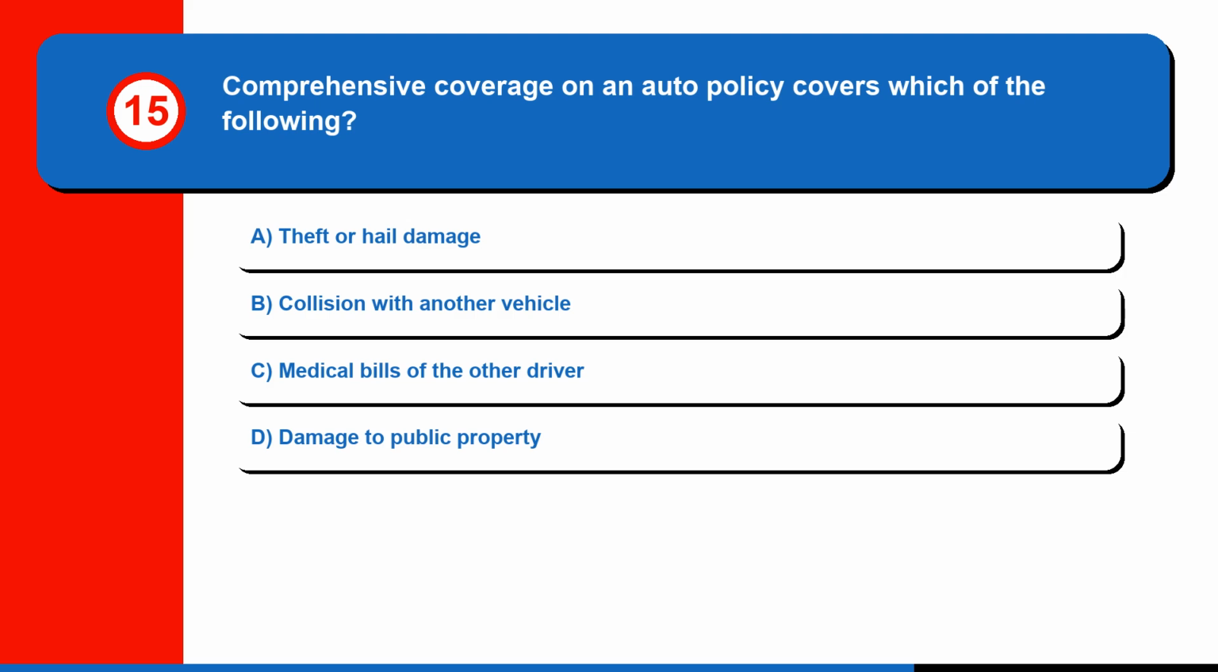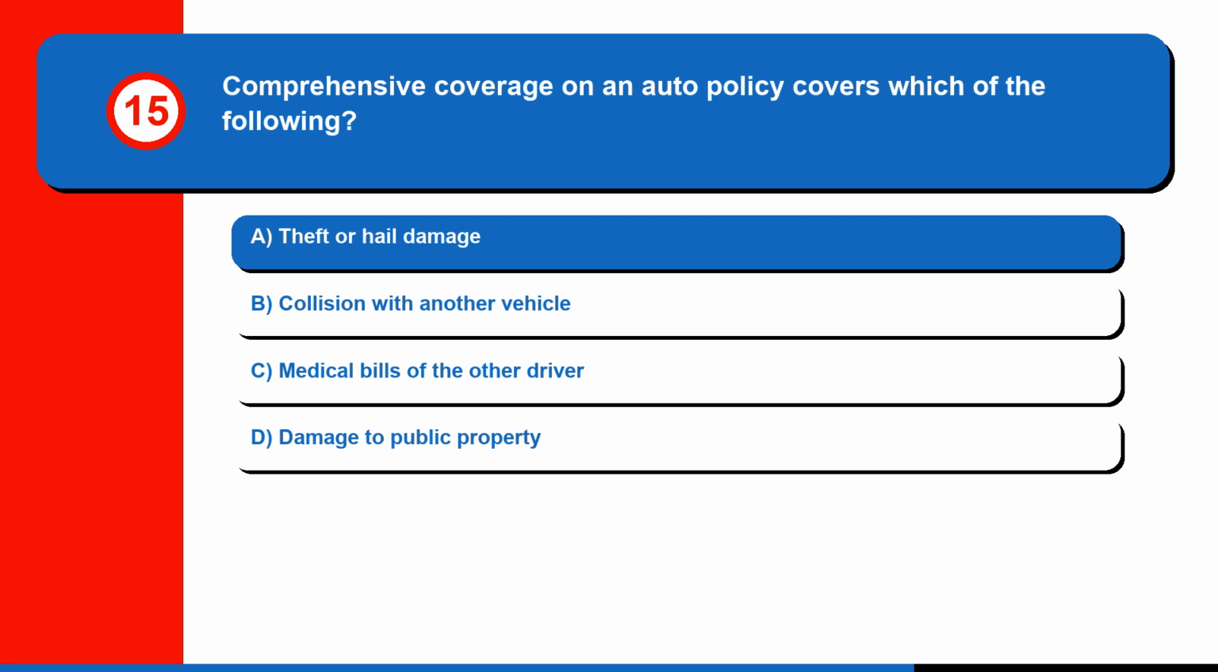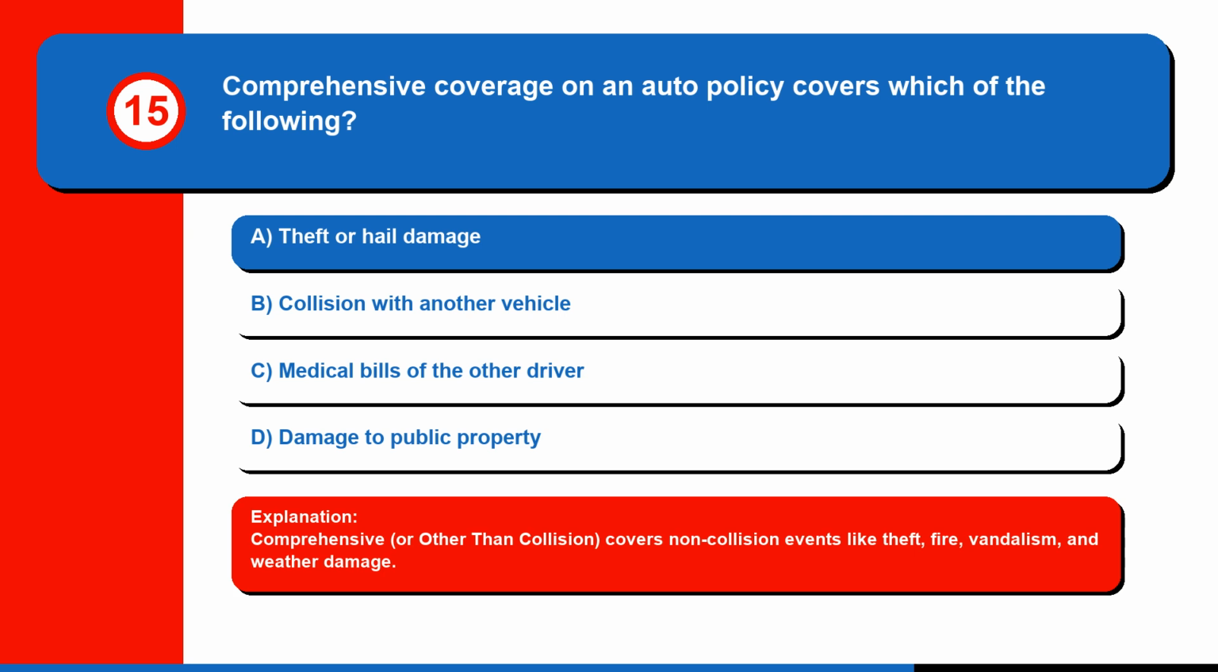Question 15. Comprehensive coverage on an auto policy covers which of the following? A. Theft or hail damage, B. Collision with another vehicle, C. Medical bills of the other driver, or D. Damage to public property. The correct answer is A. Theft or hail damage. Comprehensive, or other than collision, covers non-collision events like theft, fire, vandalism, and weather damage.